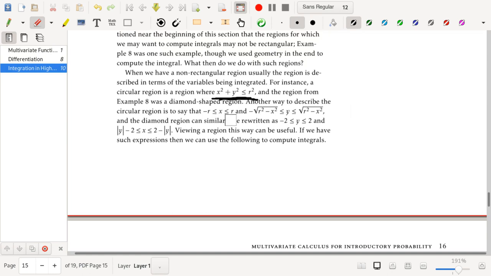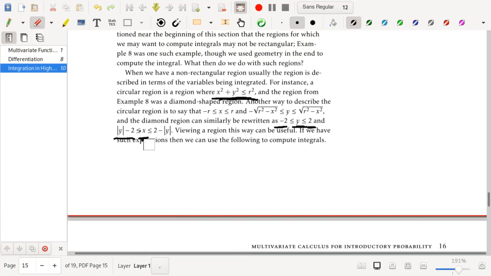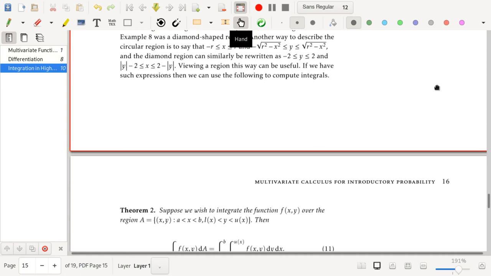And similarly, when we're working with that diamond region that we had for the pyramid, we're going to say that y is between negative 2 and 2, and x is between the absolute value of y minus 2 and 2 minus the absolute value of y. That is another way to translate that diamond region into boundaries where the boundaries of x depend on y, but critically, the boundaries of y don't depend on anything. They depend only on numbers. So when you view a region this way, this can be very helpful because this can give you expressions that we can use to compute integrals.